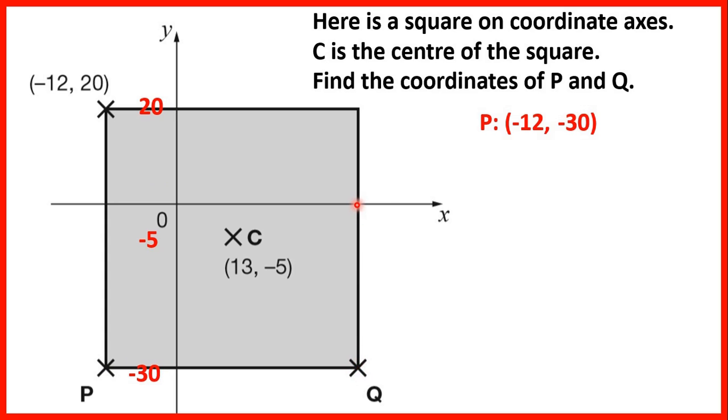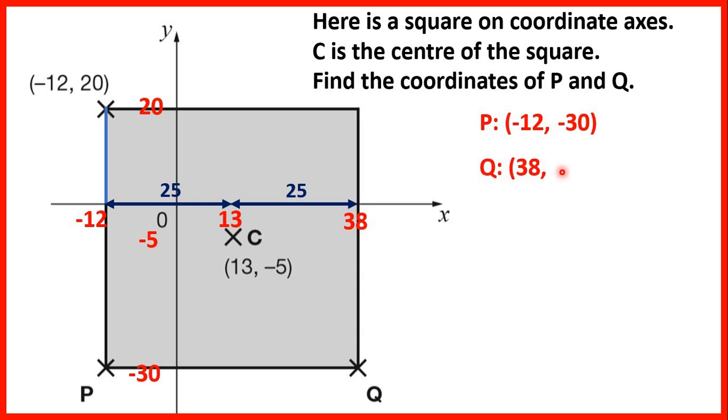First, we need to find the x coordinate. We know that the x coordinate of this point is -12 and the x coordinate of point C, so the midpoint, is 13. Now the difference between -12 and 13 is 25, and because C is the centre, we'll have 25 on both sides. So to work out the x coordinate here, we need to work out 13 plus 25, so that's 38 as our x coordinate for point Q.